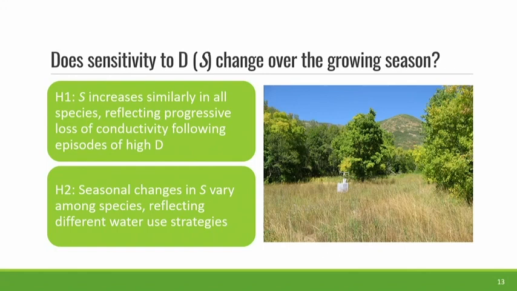My first hypothesis, or instinctual gut feeling here, is that S should increase in all species, because as they experience these cumulative dry air events, the plants could lose conductivity, and then the plants would become more sensitive next time, right? Anyway, they'll be more sensitive after that. Alternatively, seasonal changes in S could vary among species, reflecting different water use strategies.